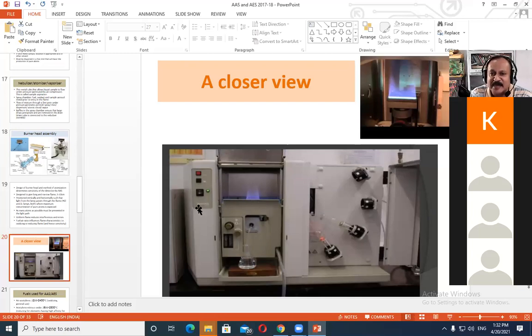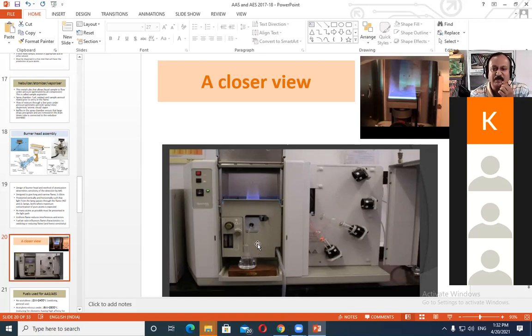Then on this side, the left hand side, we have the radiation source, which will emit a particular wavelength of light. That wavelength will go through the flame, and depending upon the concentration of the pure atoms, the light will be absorbed. On this side we have the detector, and that will detect the sample atoms.